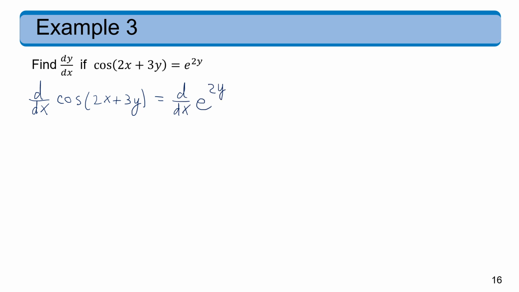Let's start on the left. This is a composite function because instead of just cosine x, we have cosine of some other expression. So we need the chain rule. So we always start with the derivative of the outer function. The outer function is the cosine function, and its derivative is negative sine. But you need to keep the inside part, right? It's not negative sine of x, it's negative sine of the same input.